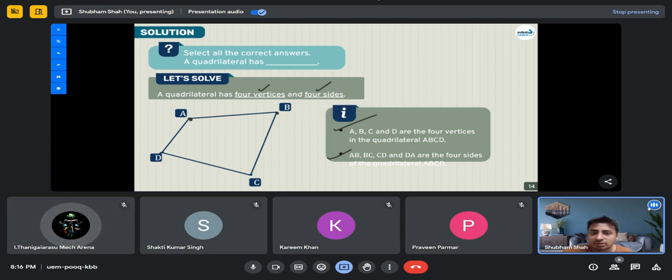Have you written the solution? This one, these two points. Okay, wait for this. Kunal, written, completed?